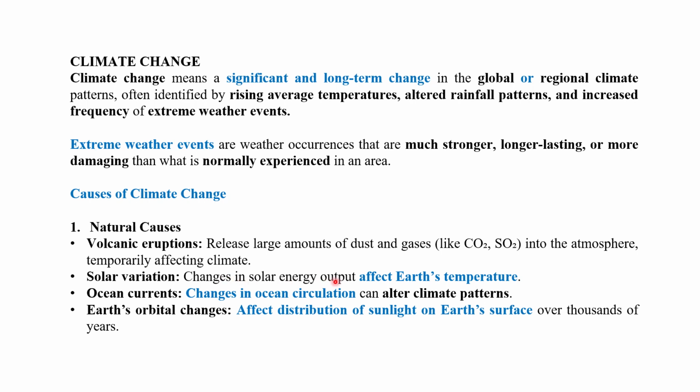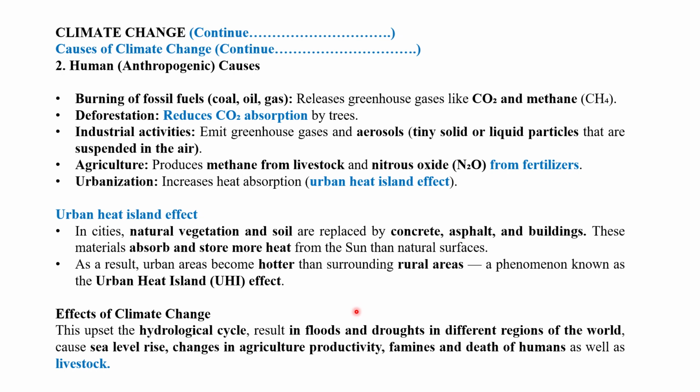Changes in solar energy output affect Earth's temperatures. Ocean currents, that is, changes in ocean circulations, can alter climate patterns. This also comes under the natural causes. Earth's orbit changes affect the distribution of sunlight on Earth's surface over thousands of years.